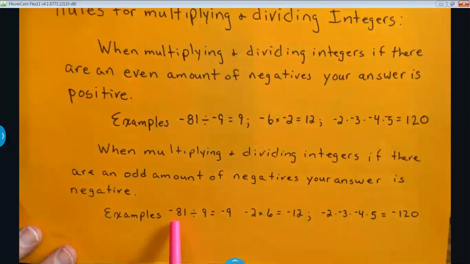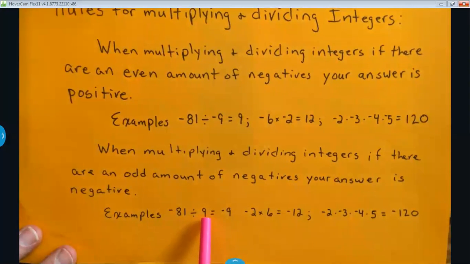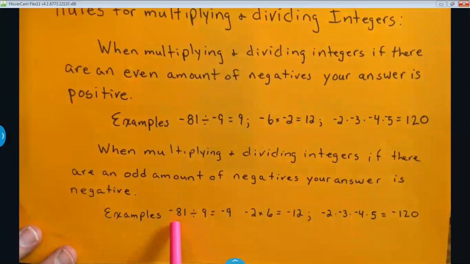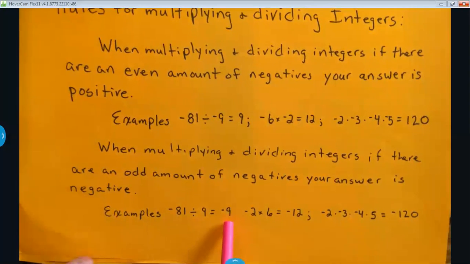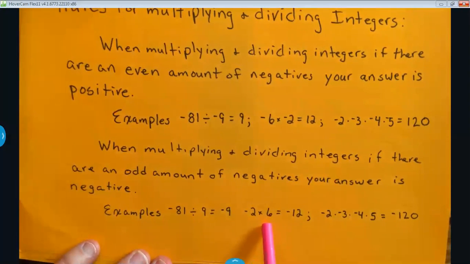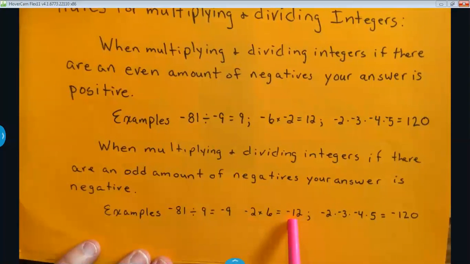Examples of that, negative 81 divided by 9. There is one negative. That is an odd number. Remember, odd numbers are 1, 3, 5, 7, 9. Even numbers are 2, 4, 6, 8. So 1 negative, my answer is negative. Negative 2 times 6 equals a negative 12. Because I only have one negative, my answer is negative.